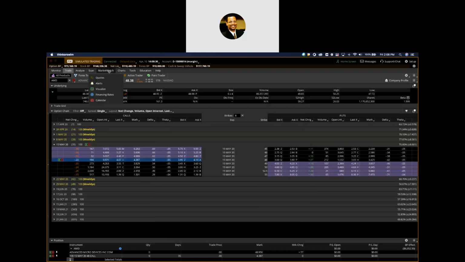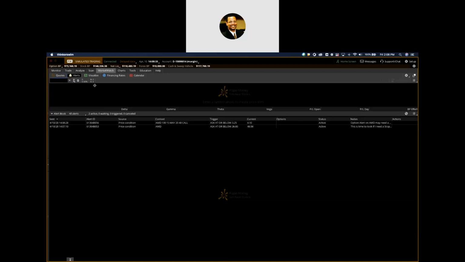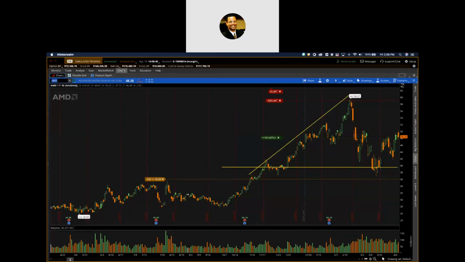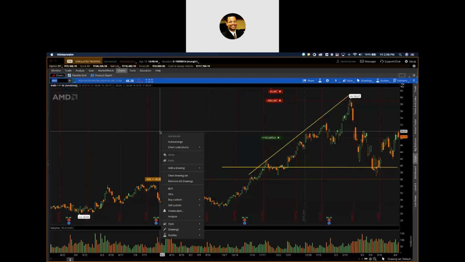I do that. Got that alert. I can go back to Market Watch, alert sub tab, and now you see I have two alerts. You can do all kinds of alerts. That's the basic stuff, right? You can do an alert from the chart. You can right click on the chart, create an alert on any symbol under various criteria. I'll let you guys play with that.